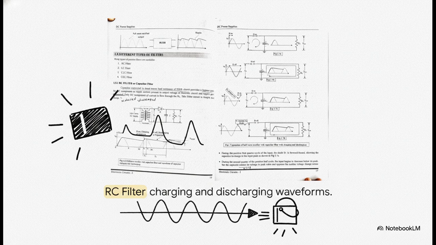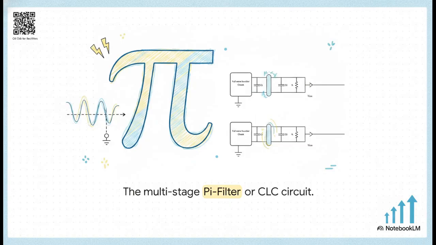It literally fills in the valleys. By doing this, we've successfully transformed those deep, aggressive pulses into much shallower, gentle ripples. But for truly superior smoothing, engineers step it up to something called a pi filter, named because the circuit diagram actually looks like the Greek letter pi.